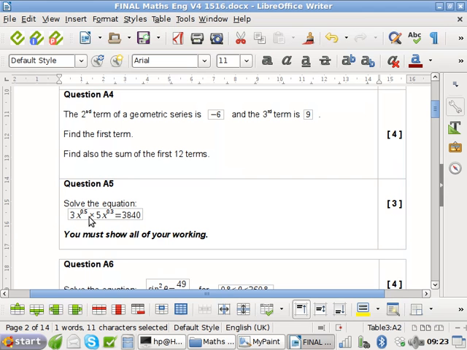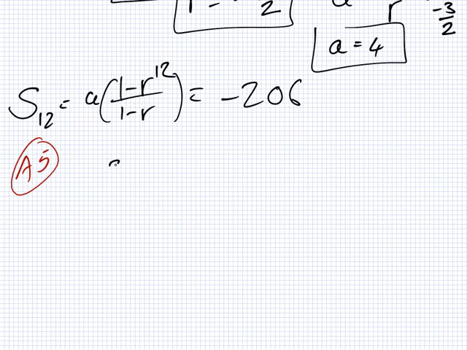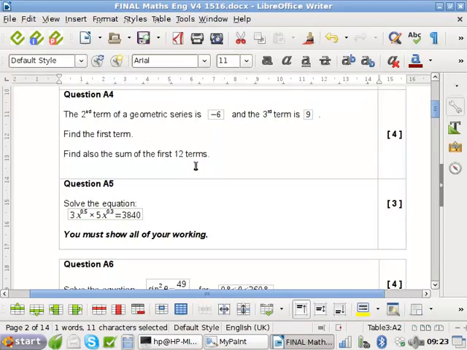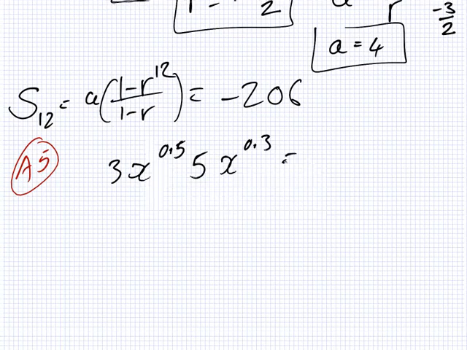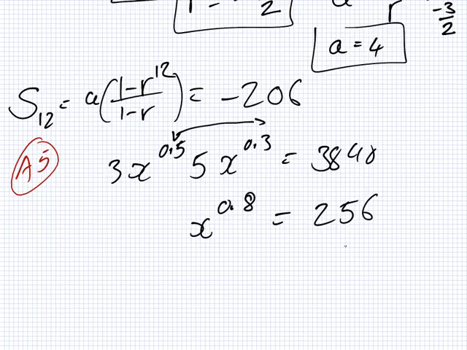3x to the power 0.5 times 5x to the power 0.3 equals 3840. Okay, let me just close that. Alright, so what should I do first? Divide by 3 and divide by 5. And then here, what happens to the powers? They add. Yeah? Now what do I do next?